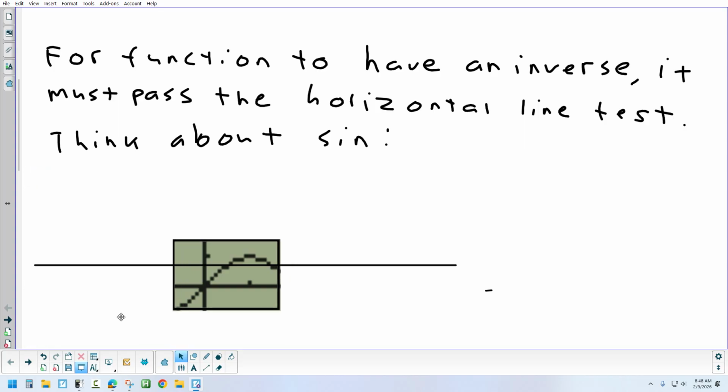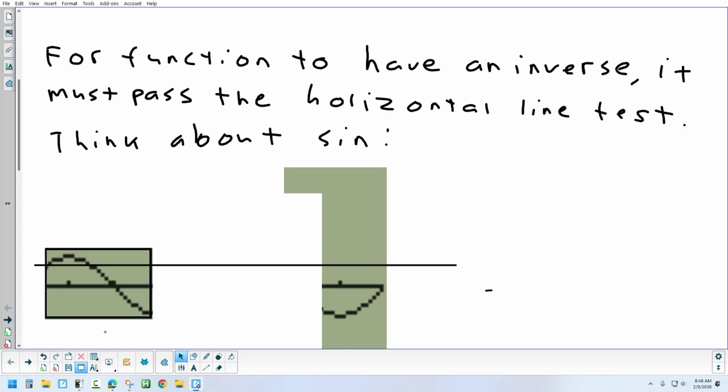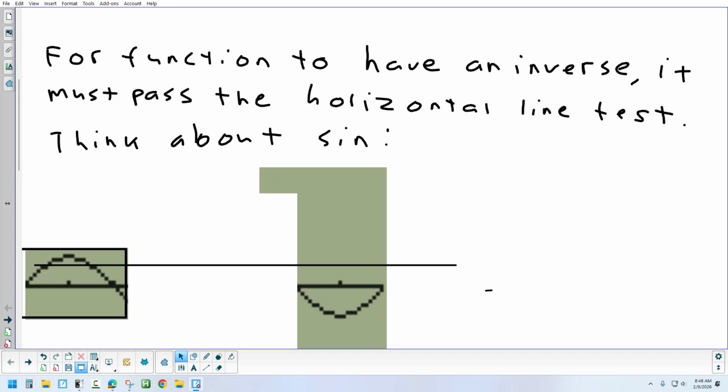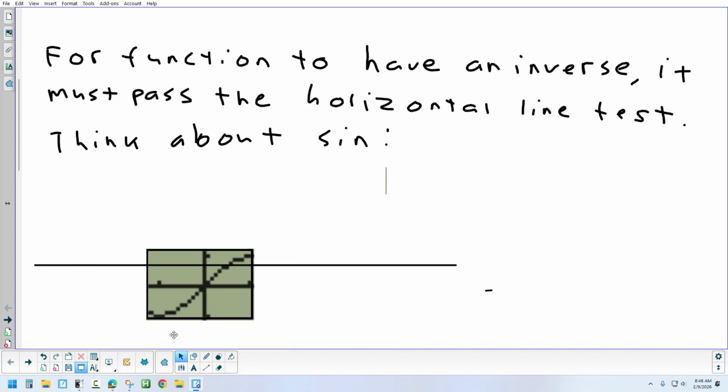So let's try sliding it a little more like that. How about now? Does it pass the horizontal line test? No. Still hits more than once. If we go too far this way, does that section pass? No. It hits more than once. So let's try something like right about like that.